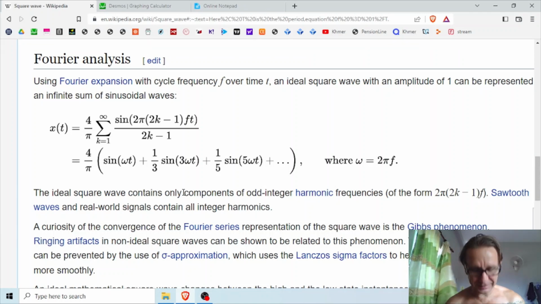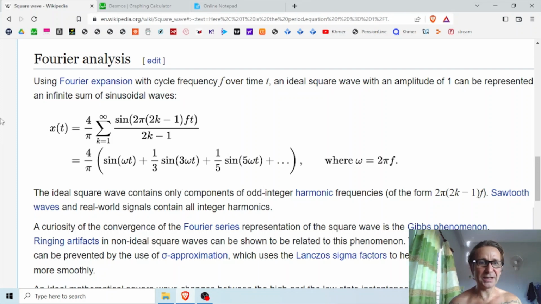Today I want to look at square waves and how they're comprised of infinite, well, a perfect square wave would be comprised of a sum of infinite odd harmonics. And today I want to look at that and how we can program that into Desmos and create a square wave with increasing numbers of harmonics.